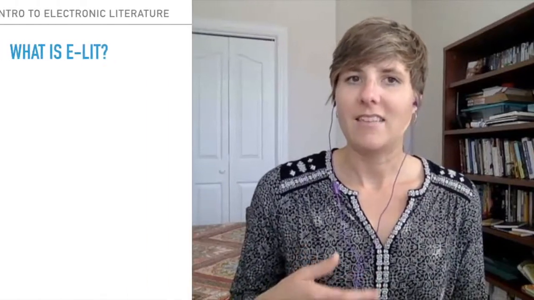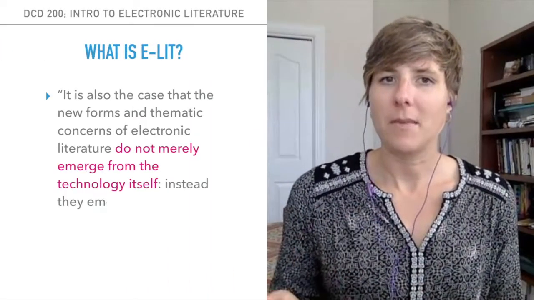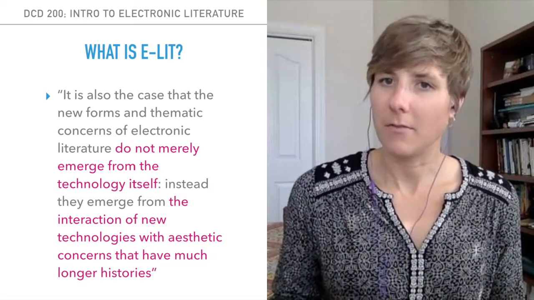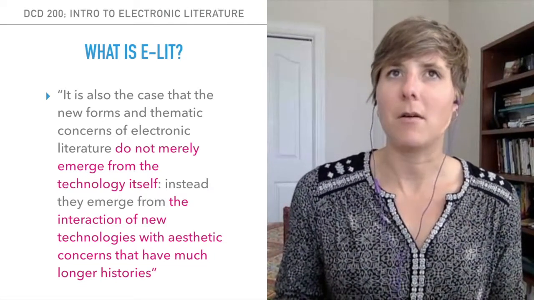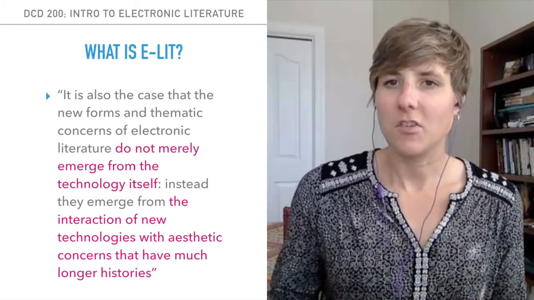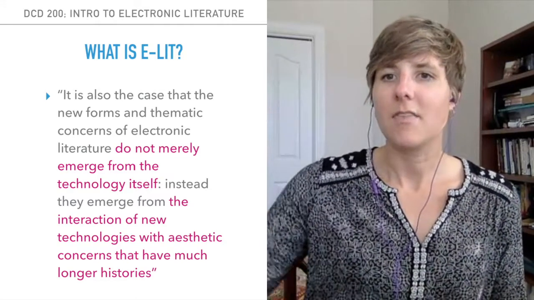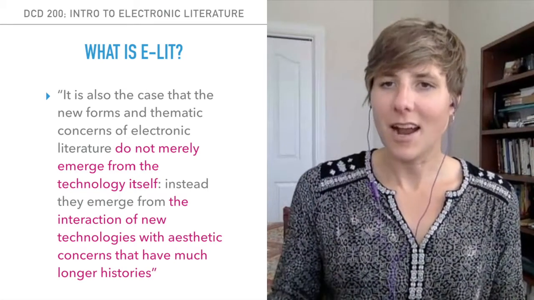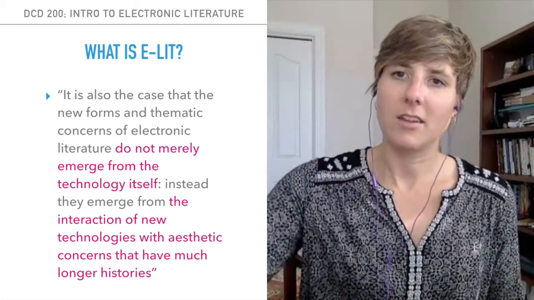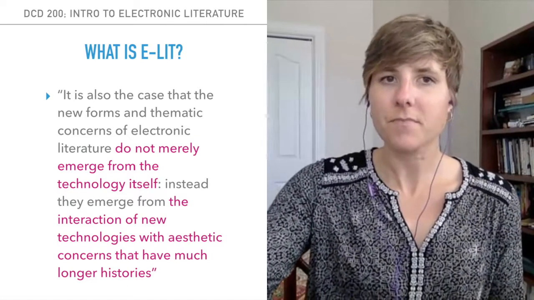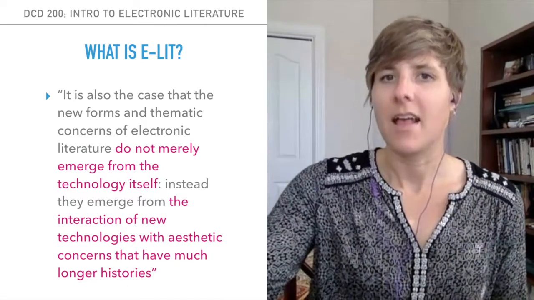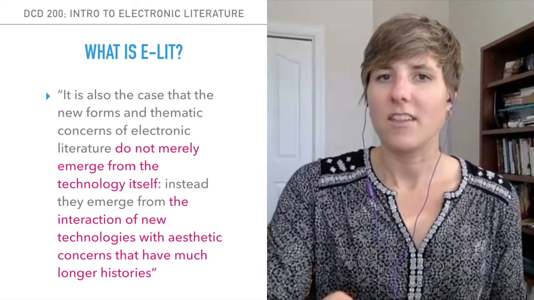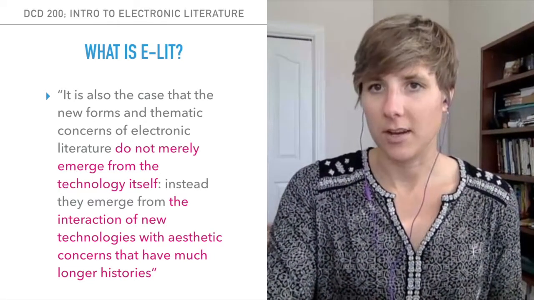And then finally, a thing to keep in mind with electronic literature, and this is another quote from Rettberg, is that the new forms and thematic concerns of electronic literature do not emerge from the technology itself. That means this isn't about letting the new fancy technology lead the creative practice. Rather, it's about letting the creative practice drive what you look to your technology to do for you. So that's what he means by the second part, that they emerge from the interaction of new technologies with aesthetic concerns that have much longer histories.